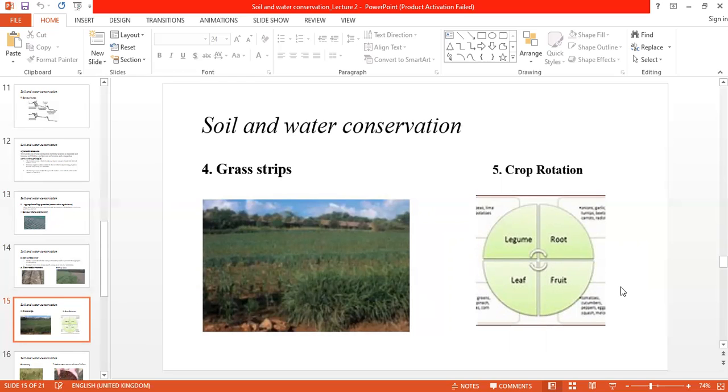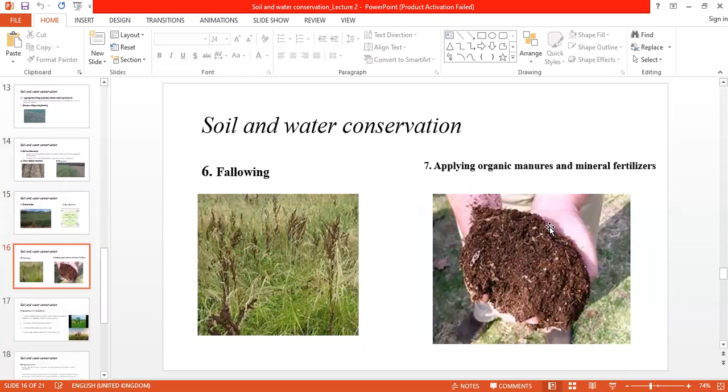So that's that practice. Like we said, crop rotation is mainly for increasing the organic matter, and with increased organic matter, you have a good soil structure. So that's mainly for rotation.